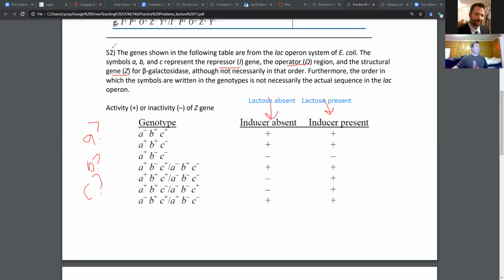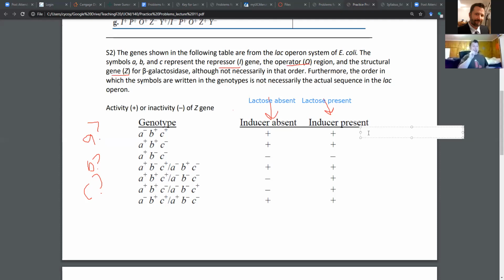All right. So let's look at this. If we break the A, let's not say break, that could be misleading. If we mutate A, what do we get here? This is constitutive, meaning it's on all the time. So do we have enough information right there? No. But here's what we do know. If we break the A, it's on all the time. In other words, it is not responsive to lactose anymore.